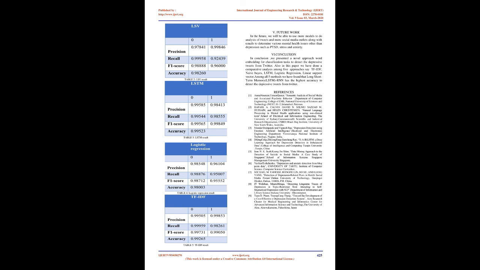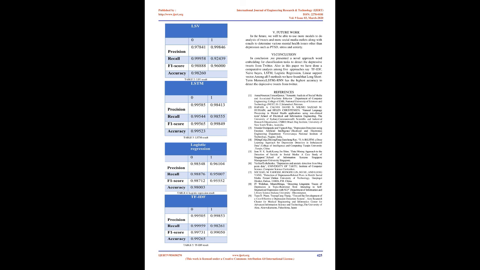5. Future work. In the future, we will be able to use more models to do analysis of tweets and more social media outlets along with emails to determine various mental health issues other than depression such as PTSD, stress, and anxiety. 6. Conclusion. In conclusion, we presented a novel approach, word embedding for classification tasks to detect the depressive tweets from Twitter.